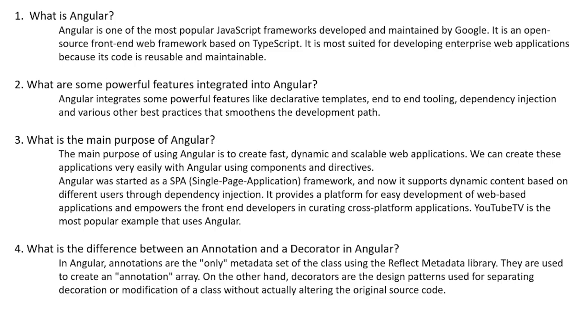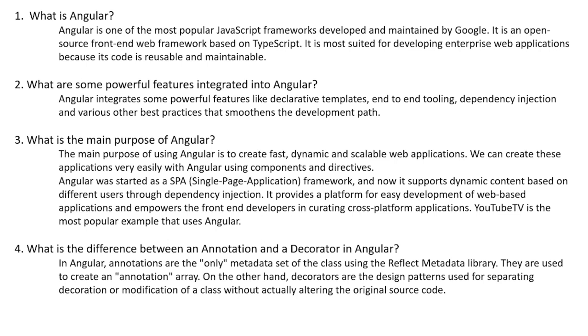Answer. The main purpose of using Angular is to create fast, dynamic and scalable web applications. We can create these applications very easily with Angular using components and directives. Angular was started as a SPA, single-page application, framework, and now it supports dynamic content based on different users through dependency injection. It provides a platform for easy development of web-based applications and empowers the front-end developers in curating cross-platform applications. Whiteboard is the most popular example that uses Angular.